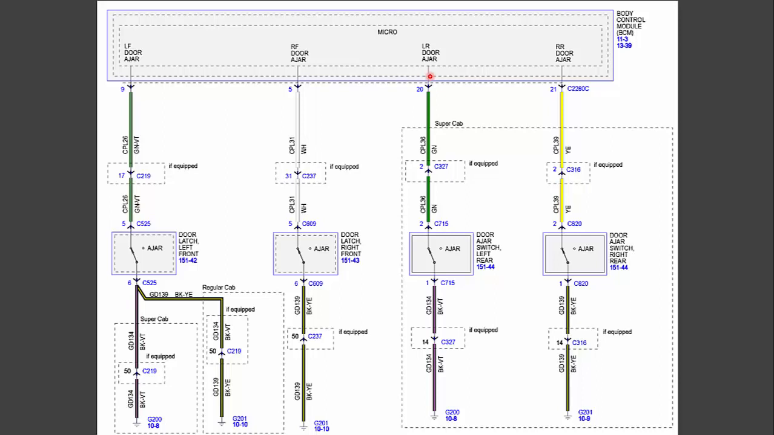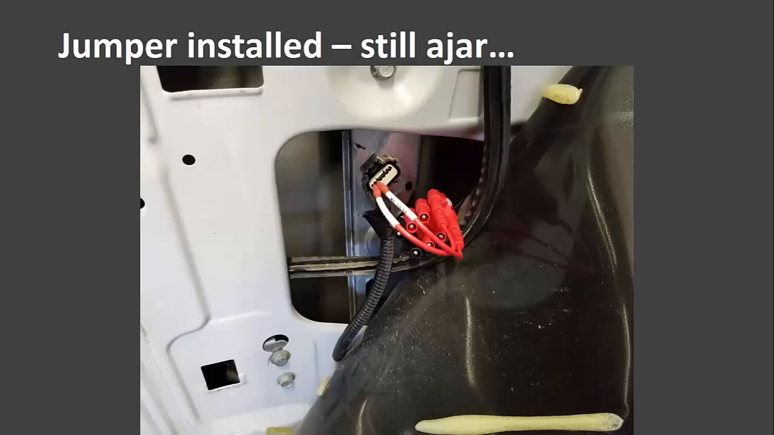So what I'm going to do is get to this switch and just jump it, basically simulating a good closed door switch. I access the panel, and I use my same cool kit right here, and I just jump the sensor. And I had no change on the scan tool. The door is still showing ajar.